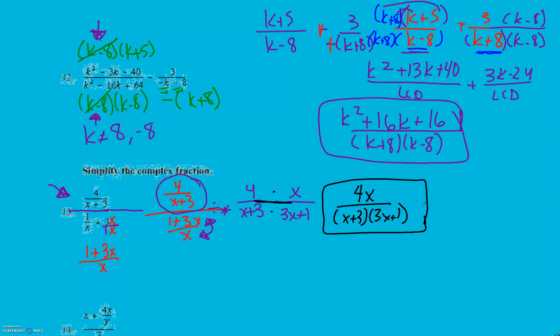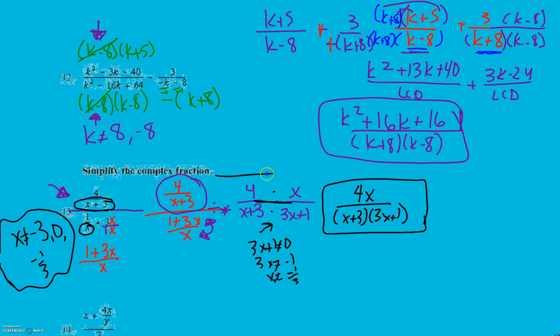Keep in mind here that at no point can our denominator be 0. So x plus 3 cannot be 0, which means x can't be negative 3. It can't be 0. And right here, 3x plus 1 cannot be 0. Subtract 1, divide by 3. X cannot be negative 1/3. So keep that in mind as well. I know it doesn't explicitly say that, but something to keep in mind.